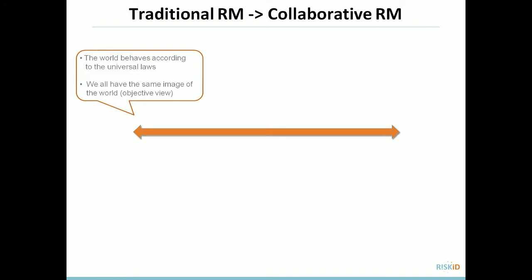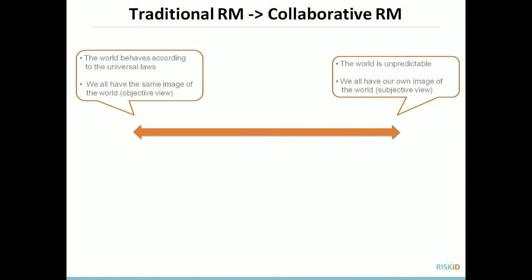So let me talk about the transition from traditional risk management towards collaborative risk management. To give you an explanation, this is a timeline. The world behaves according to universal laws like the gravitation law, etc. It's a view that corresponds with the traditional risk management models. We all have the same image of the world, an objective view. Whereas if you look at the world now, it's highly unpredictable. In the questions already, a lot of people raised things like Trump being elected, unpredictable events. Fukushima is also mentioned in the questions. So all these things provide us a very subjective view of each individual on the same world. So we need to take that into mind doing risk management.